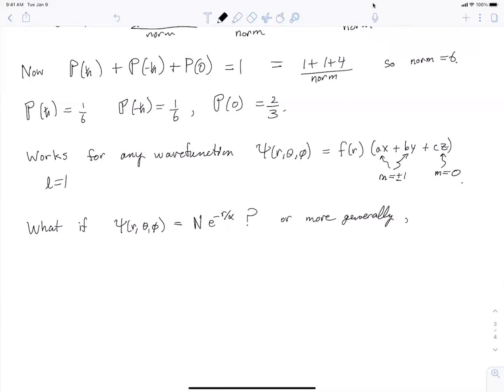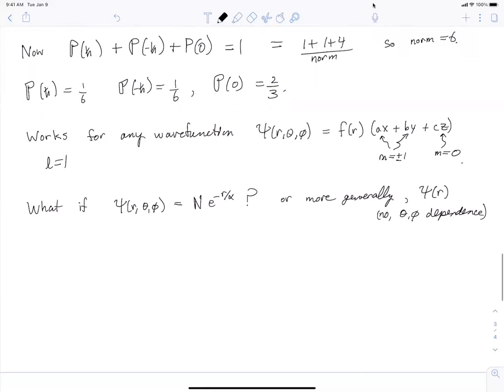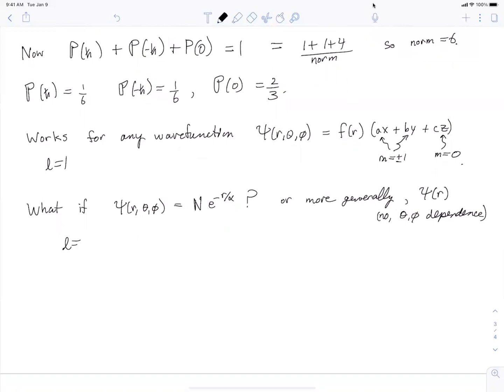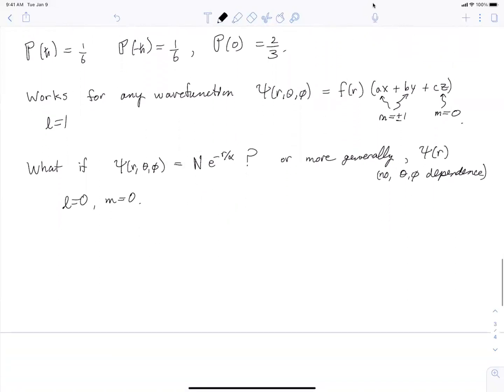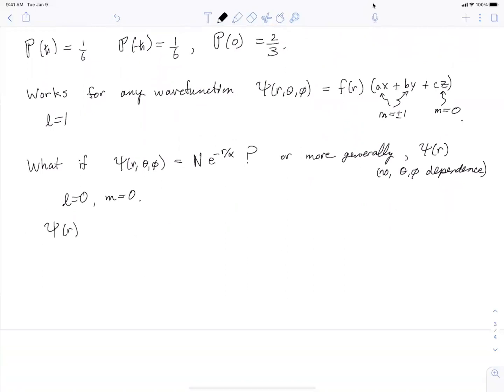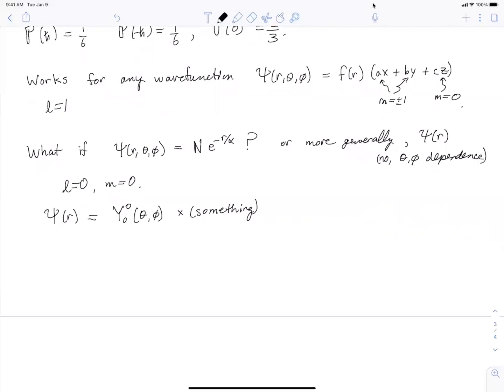Just psi of r with no theta and phi dependence. So if you see that, then you automatically know that L equals 0 and m equals 0 for that matter. The reason we know that is because any function of r only is equal to Y00 of theta and phi, because that's a constant, times something, and it doesn't even matter what it is. Right away that tells you that it's only got angular momentum 0 components.